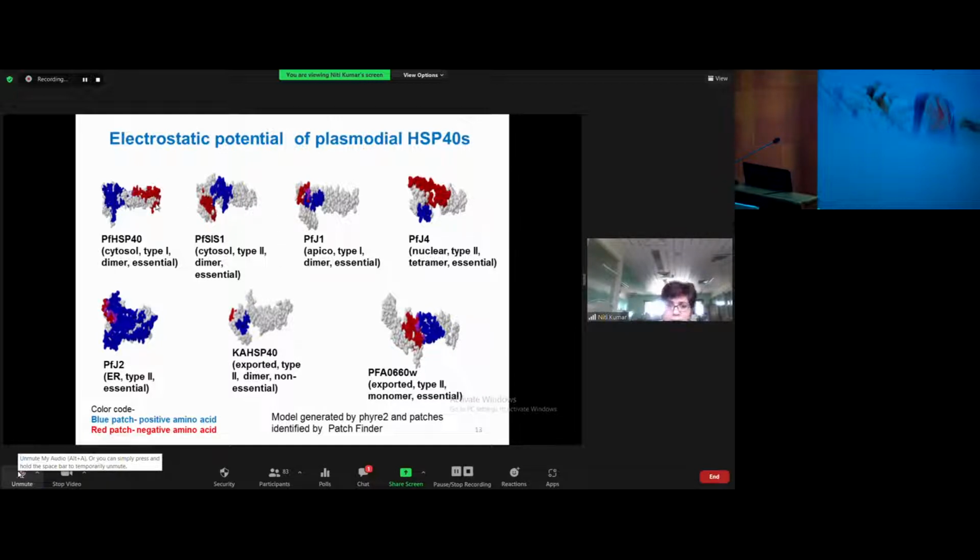and what is the difference in their client substrate recognition? So Seema has purified some of these proteins, and to our surprise, we find that they are of different molecularity. The cytosolic ones exist as a dimer, whereas the nuclear one, we were able to purify as a tetramer, and the exported ones are either a monomer or a dimer. So this is work in progress, and we are systematically planning to see how they are preventing the aggregation of a model substrate as well as of parasite-specific substrates.